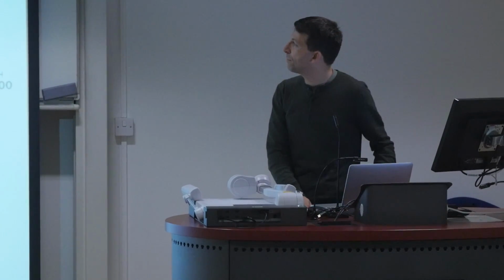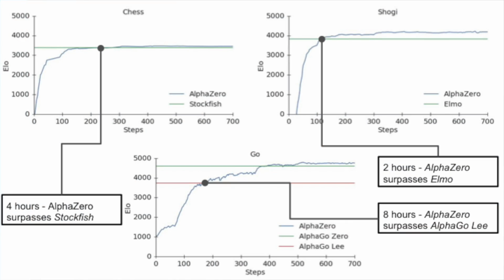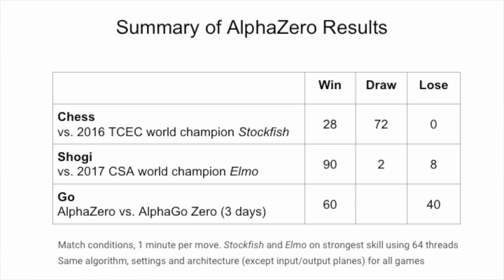And in each of these games, within just a few hours, actually, it was able to outperform the world champion. So in 4 hours, AlphaZero surpassed Stockfish, which was the state-of-the-art program in chess. In 2 hours, AlphaZero surpassed Elmo, which was the world champion in the game of Shogi. In 8 hours, AlphaZero surpassed the version that defeated Lee Sedol that we looked at earlier. It won against the world champion Stockfish, 28 wins and 0 losses. And this is just showing that in each of these games, it produced very, very strong performance.